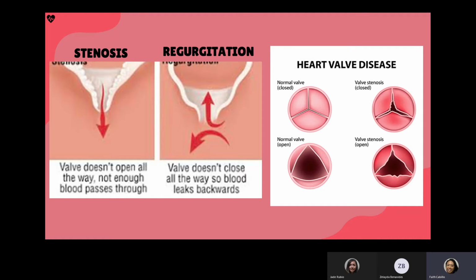Next, aortic regurgitation doesn't allow the aortic valve to completely close, leading the blood to backflow into the left ventricle. Aortic stenosis is when the aortic valve cannot open fully or is narrowed, therefore, blood cannot fully reach the left ventricle.